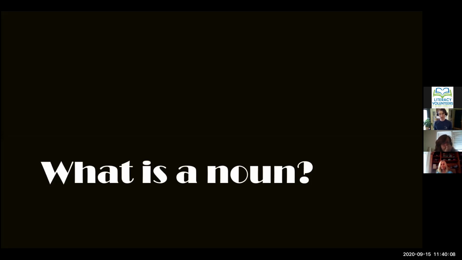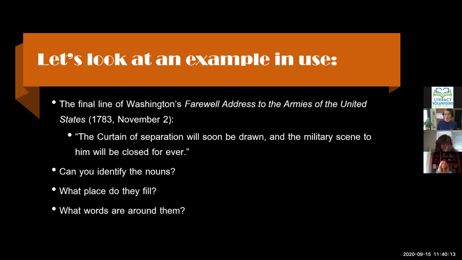So, what is a noun? Let's look at an example in use. Drawing from a real piece of English, this is the final line of Washington's farewell address to the armies of the United States, given 1783 on November 2nd. I just happened to have this book here, so I picked it up and tried to find a good quote. Some of it's not good. It's a little confusing. The style of language back then was a little different. But let's take a look at this one sentence. Can you identify the nouns?